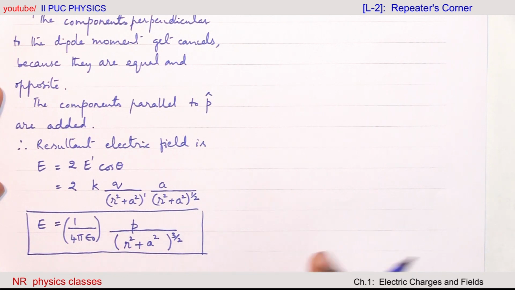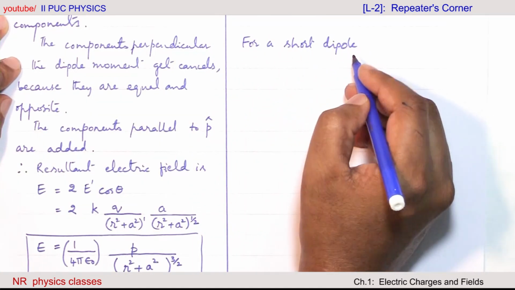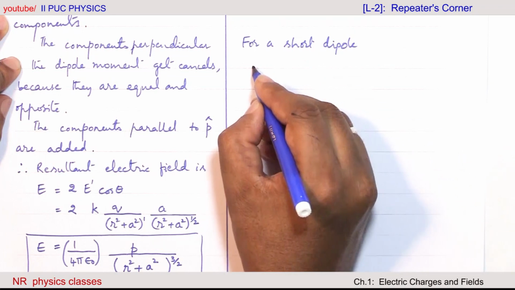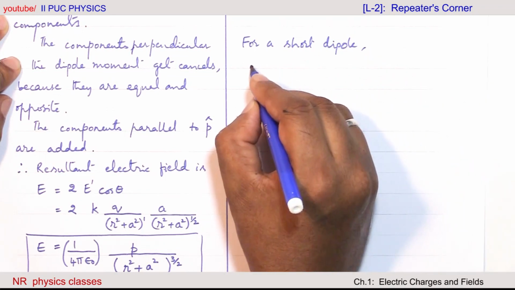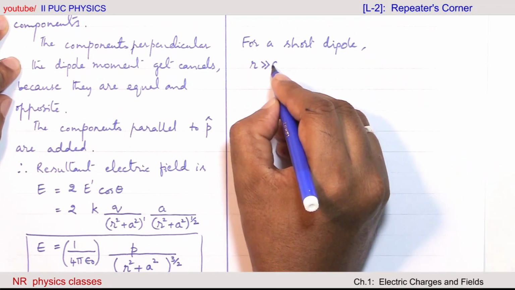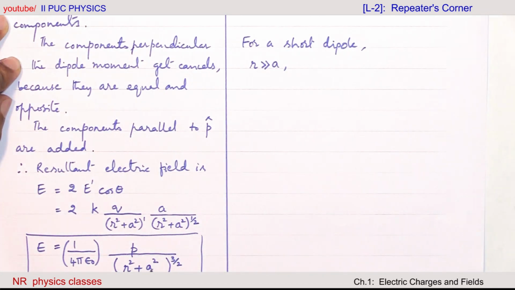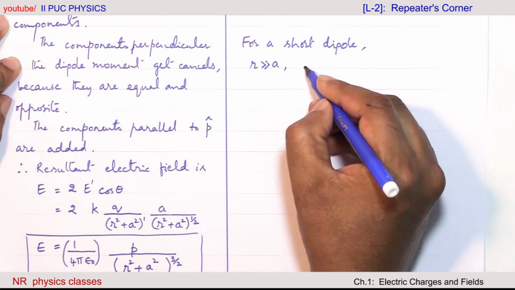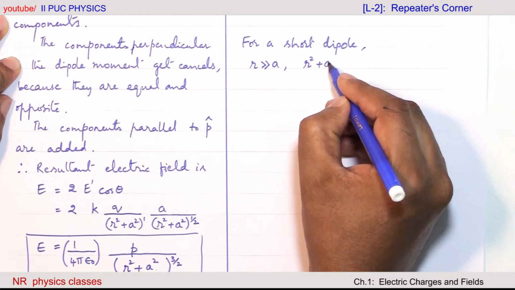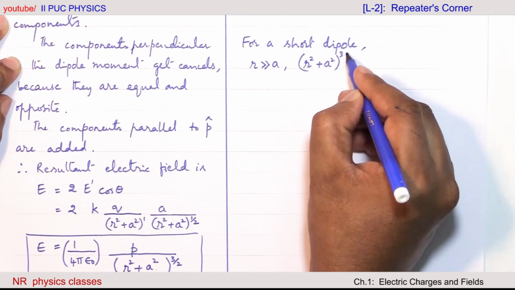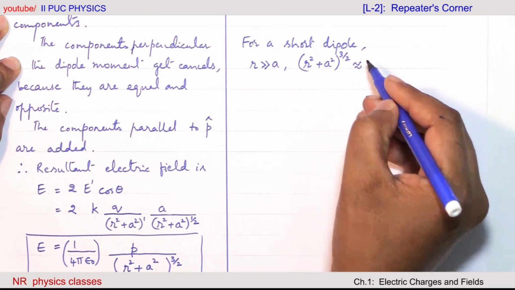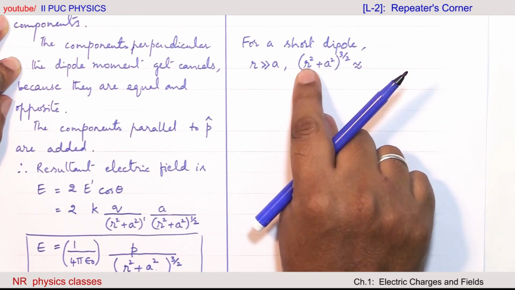Now, because of short dipole, for a short dipole, r is very much greater than a. Therefore, in this denominator r square plus a square, we can neglect a square compared to r square. So denominator r square plus a square whole to the power of 3 by 2 is approximately equal to, neglect a square compared to r square.